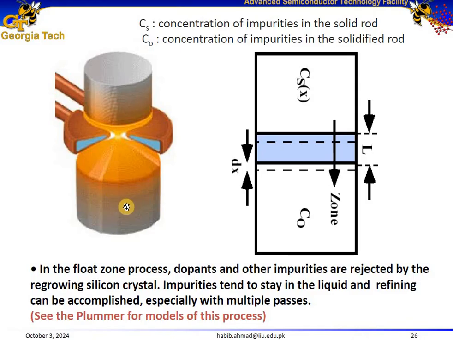So over several passes, the impurity concentration is progressively reduced, refining the silicon to very high levels of purity suitable for semiconductor applications. So this is the key advantage of the float zone technique, its ability to reduce impurity levels without the need for a crucible, which minimizes contamination. And as a result, the silicon grown through the float zone method has much lower concentration of metallic and oxygen impurities compared to the Czochralski growth method, which makes it ideal for high power and high performance devices.